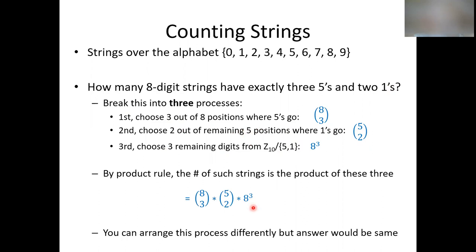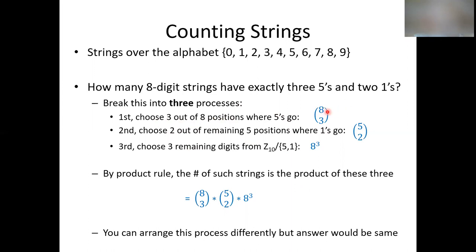Now you can clearly see that I can rearrange this process. Who told me to first choose places for fives? I can first choose two places out of eight where I will place my ones. And once that is done, I will choose three out of the remaining six to place my fives. And this part will be the same.